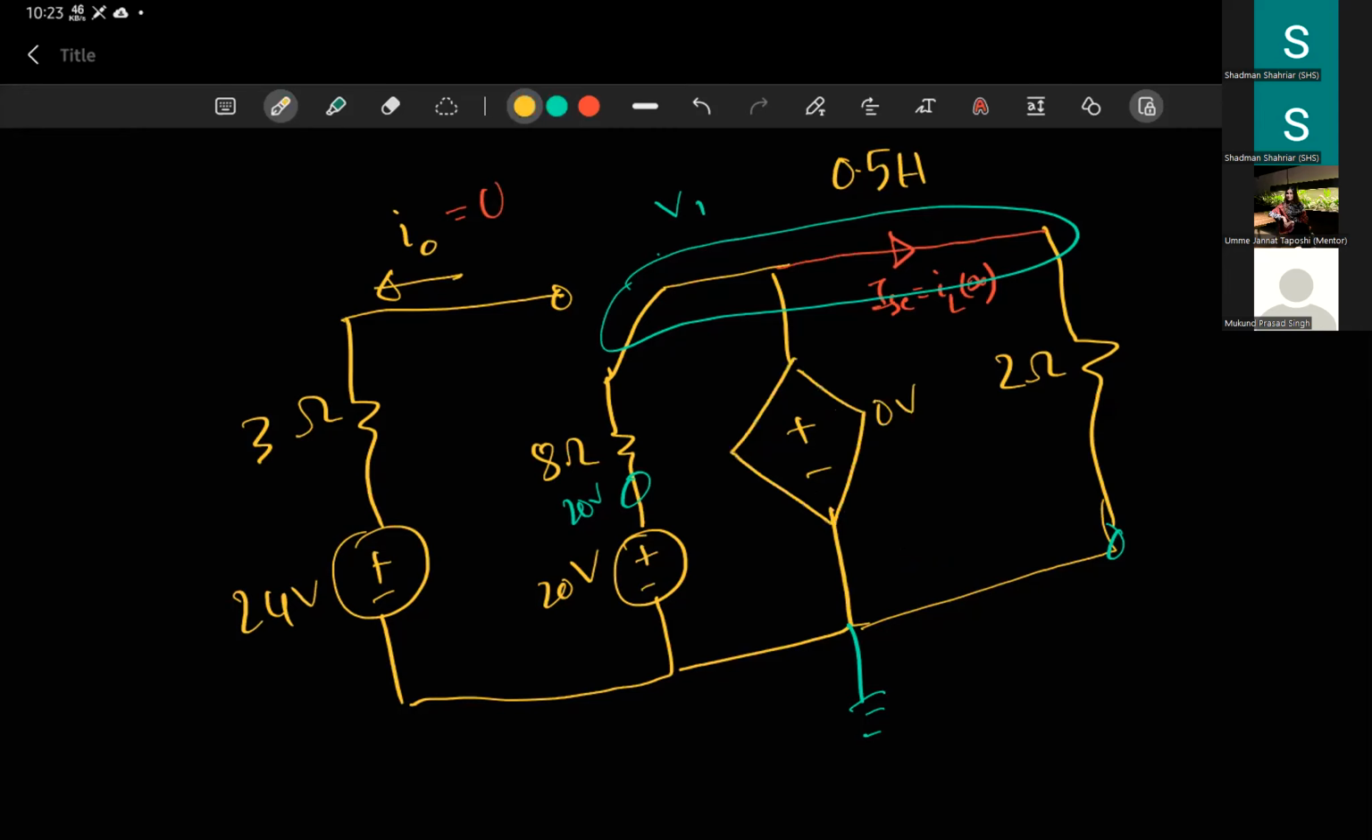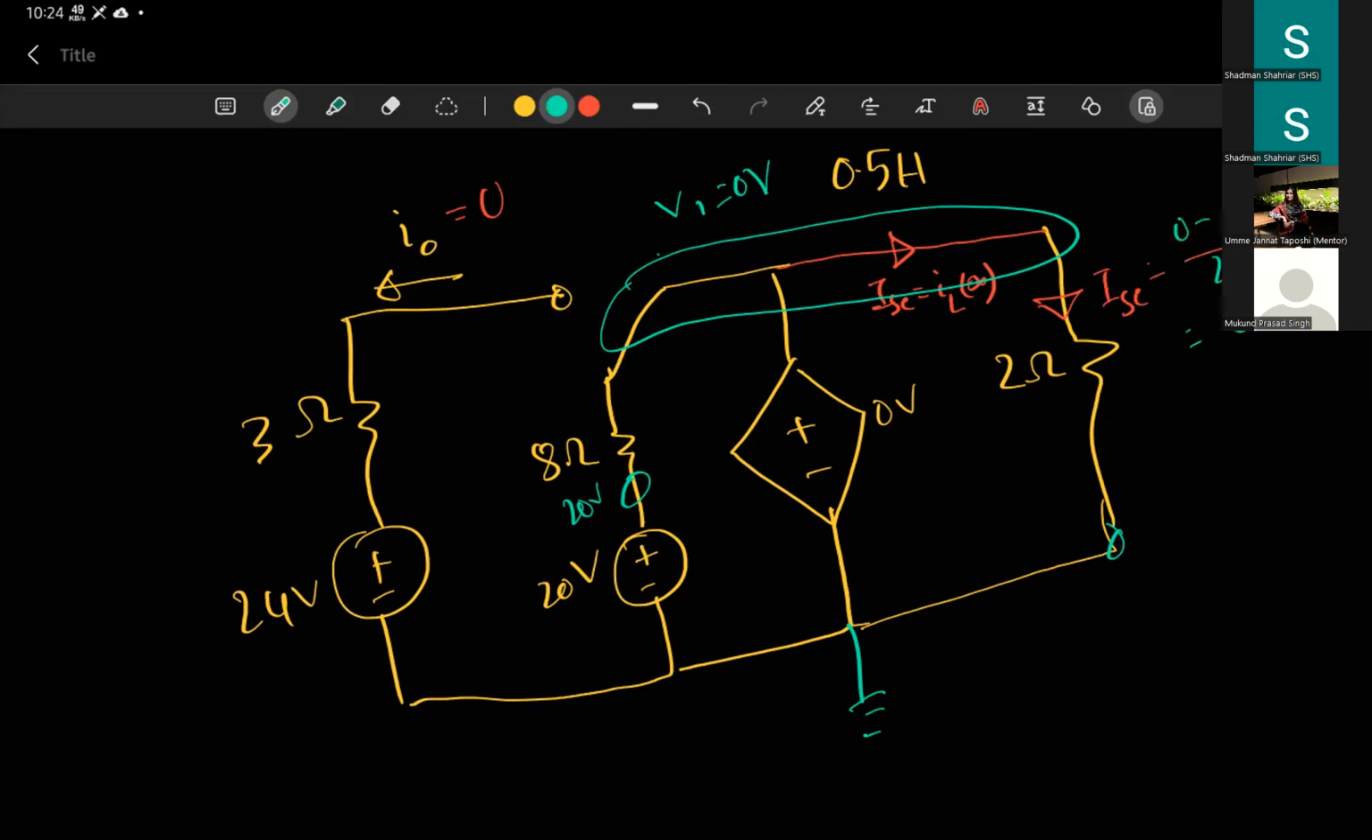And if that's the case, what's the current? Well, the current through the 2 ohm resistor will be the voltage difference between the two terminals, 0 minus 0, because this is connected to ground, divided by the resistance, which is basically 0. That is what I'm trying to say.